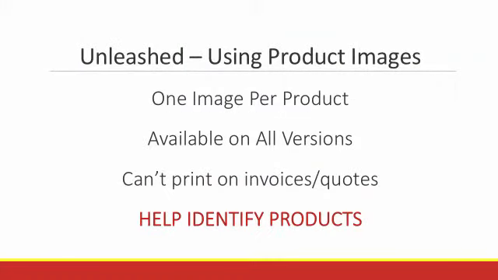Okay. That's setting the dates. Next, using product images. So Unleashed now has the ability for you to load 1 image per product. It's available on all the versions, and just so that you know, the images don't print on the invoices or the quotes. That function doesn't exist. That's one that a lot of people usually want, to be able to send out a quote to their customers with the pictures.